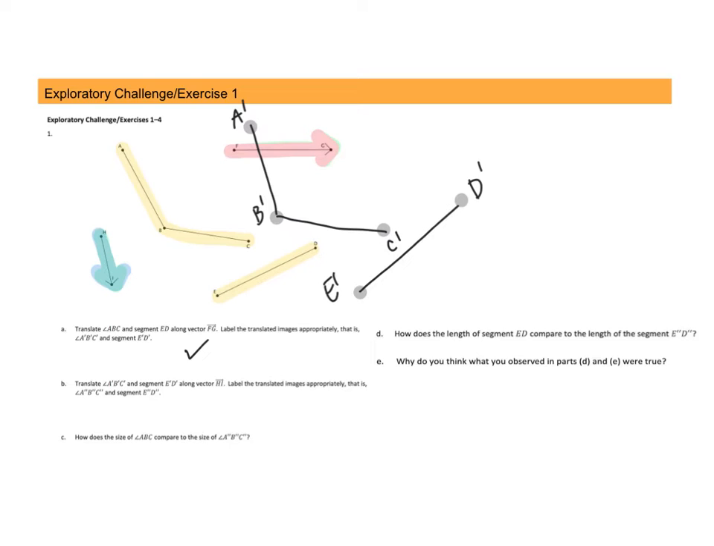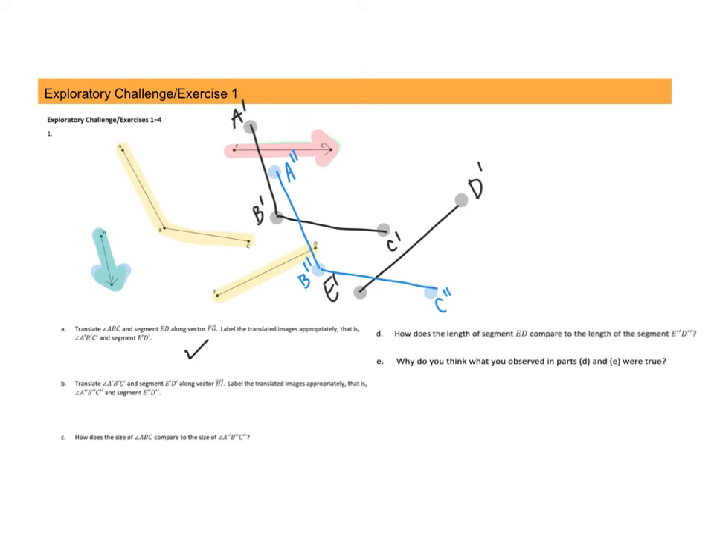So I'm going to be moving my A prime, probably going to be right here, and then B prime, probably about here, and then C prime, probably about here. I will connect those and then label my new angle. This is my second movement, so these are my second images. This is A double prime, B double prime, and C double prime.